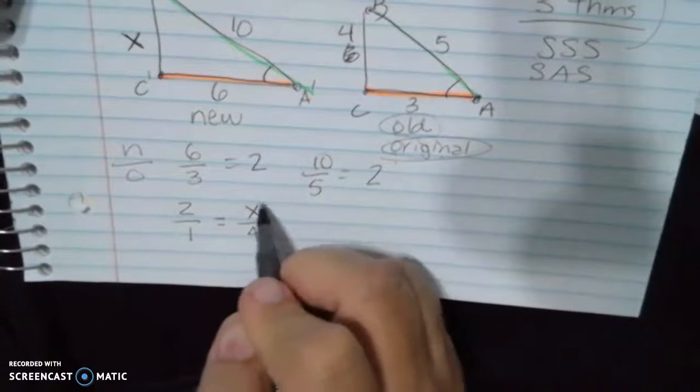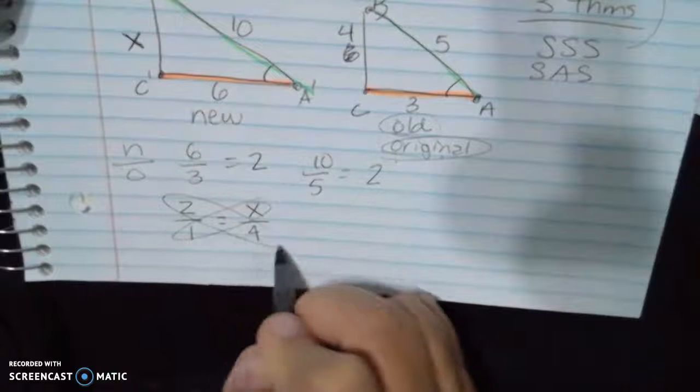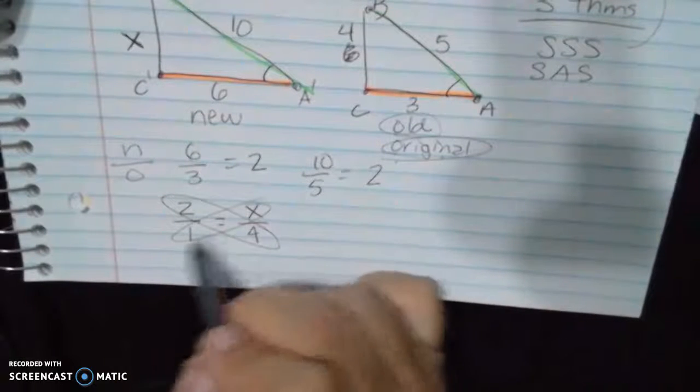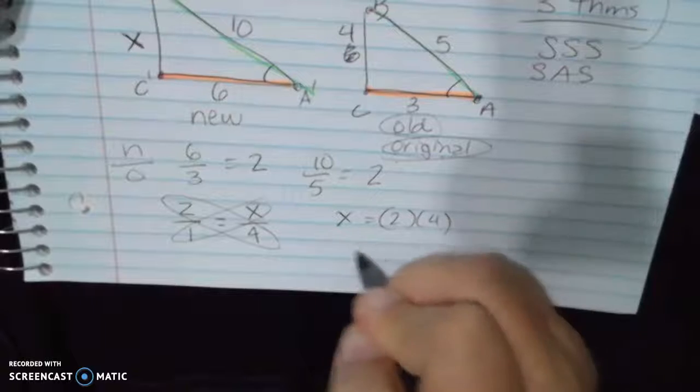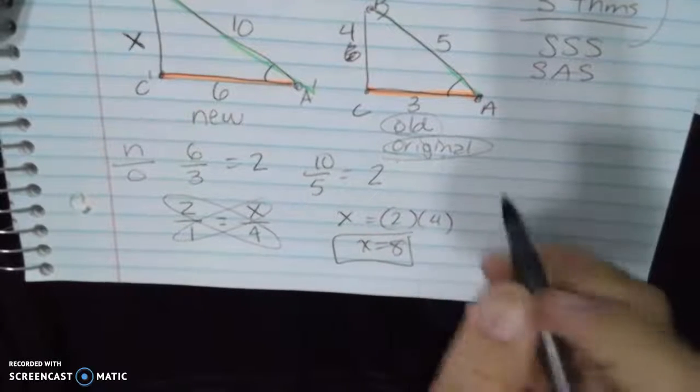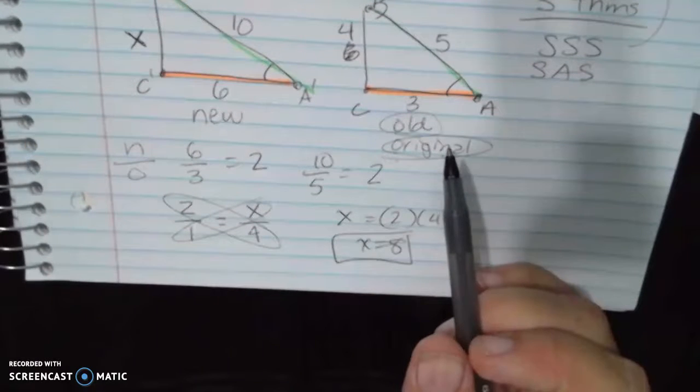To do cross products, you multiply the two sides that are across from each other. So x times 1 equals 2 times 4, or x equals 8. So the missing side is 8. Okay?